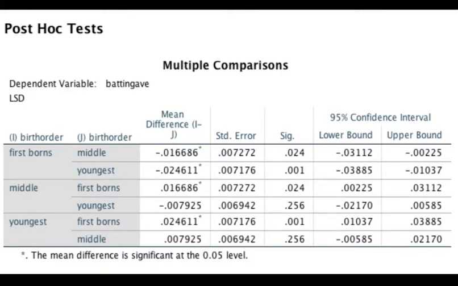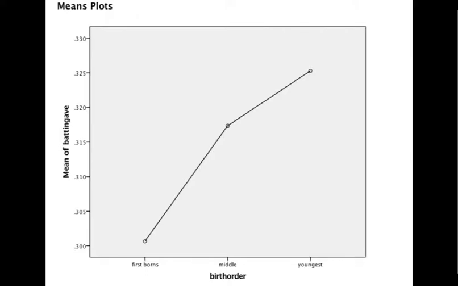Then we'll see the results for our post hoc comparisons. We'll come back and talk about that in more detail. And then finally, we get a graph of our means plot. This tells us the pattern of the results. Here we see that the youngest group had the highest batting average, followed by middle and then firstborns.